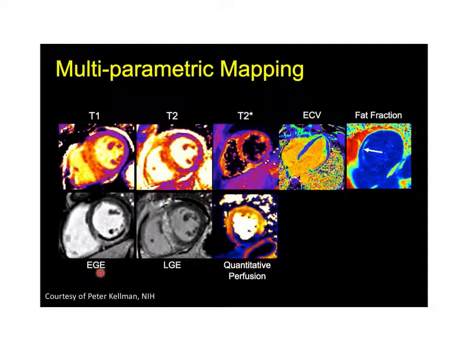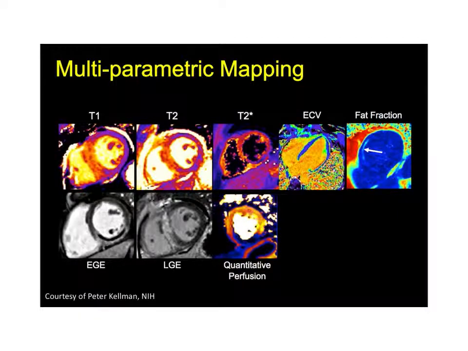Early gadolinium enhancement images. So these are T1 weighted images. They're not T1 images, but they're proportional to T1. And you can see here there's a very dark rim in which the gadolinium did not get into the heart. And this is late gadolinium enhancement, which we've seen before. And this looks like the same heart as this one, showing that there's some uptake and retention of the contrast agent here.